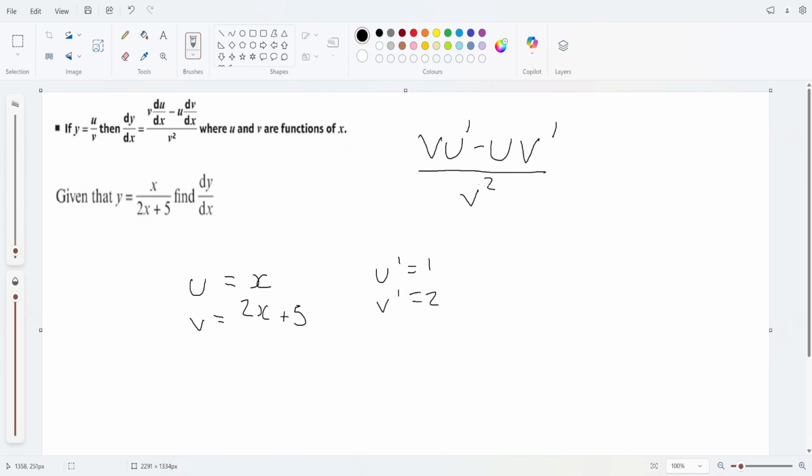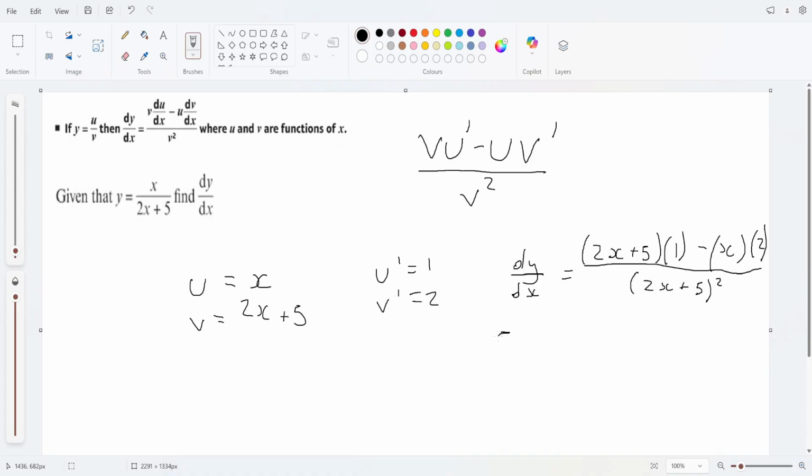So then plugging it into this formula here, we're going to have dy/dx equals (2x plus 5) multiplied by 1 minus x times 2, all over (2x plus 5) squared. So then this will simplify to 5 over 4x squared plus 10x plus 25. And I'm pretty sure that's it. So yeah, you can keep this as (2x plus 5) squared if you want, but I just expanded it. Moving on to the next question.